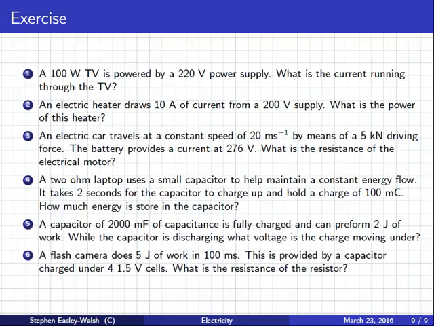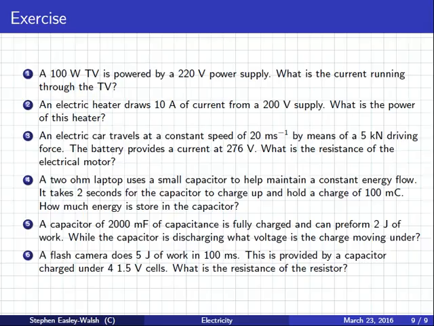Give it to me in millijoules, your favourite. 25 millijoules. Number 4. Number 5? 1541. That's it. What is the voltage?